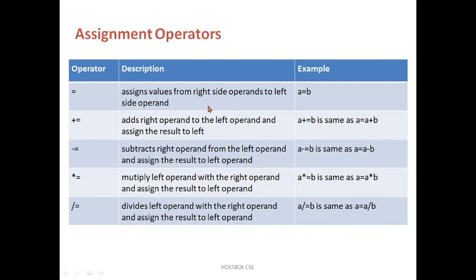Again repeating, what are operands? Suppose I am writing the expression A is equal to B, here A and B are the operands. The equal to operator assigns the value from the right side operand to the left side operand. Say A is equal to B. Then another one is plus equal to. Another name for the assignment operator is shorthand operator. So instead of writing A is equal to A plus B, you can write A plus equal to B. The meaning is the same. A is equal to A plus B can be written in shorthand as A plus equal to B.